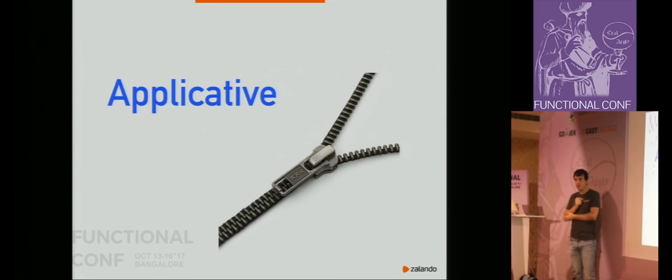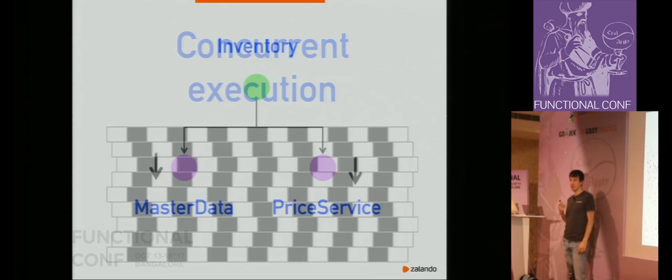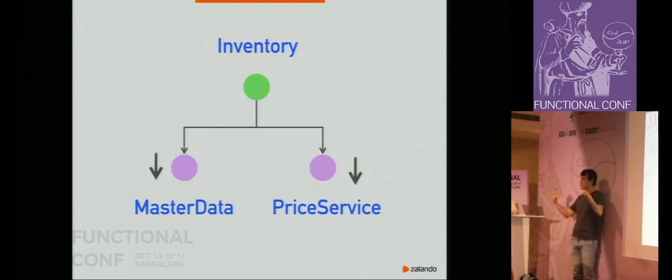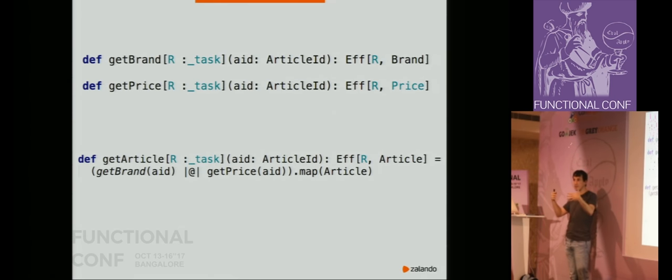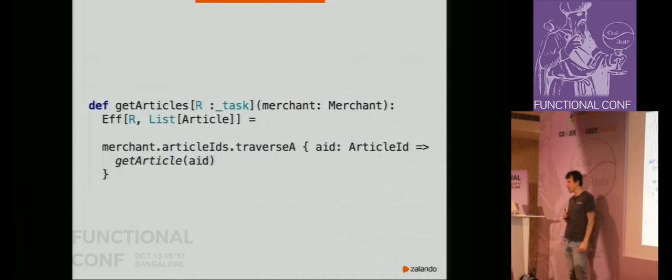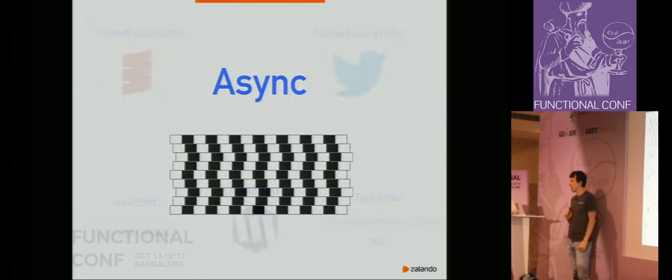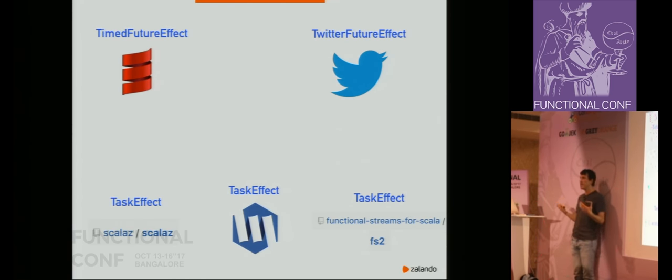But in the F library, we also implemented an applicative case where we can have different effects being really executed concurrently. And this is particularly important for us as we are talking to other services. We want things to be concurrent because we don't want to waste time waiting for too many services in a row. So if we want to get the price and the brand of something, we can just do an applicative union of those two calls and then map the result together. We can also traverse a list of articles and make sure all those calls happen concurrently.